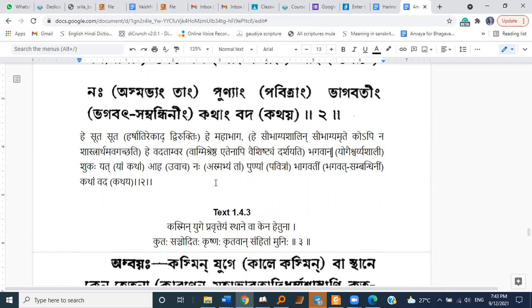So time is almost done. So I hope this is clear, this shloka. So we'll end here and continue next Saturday.